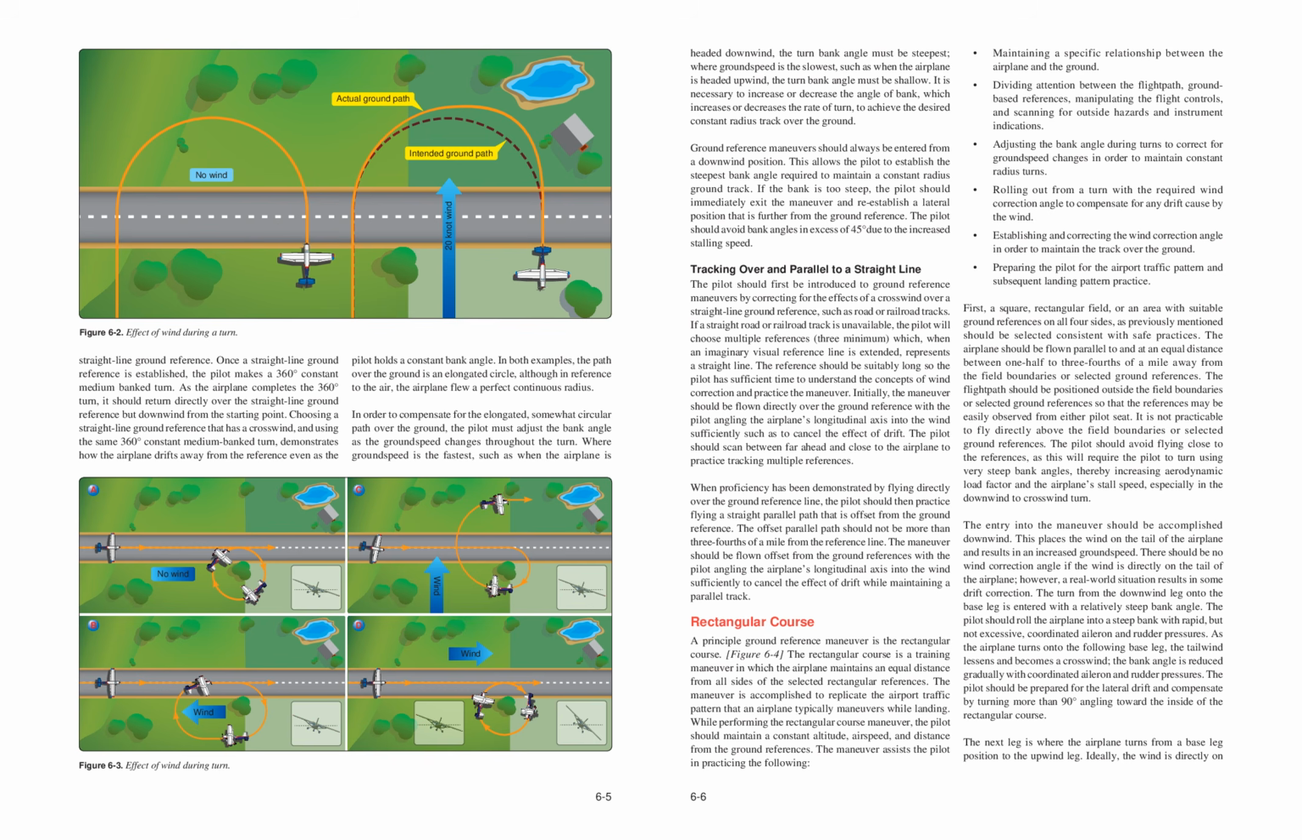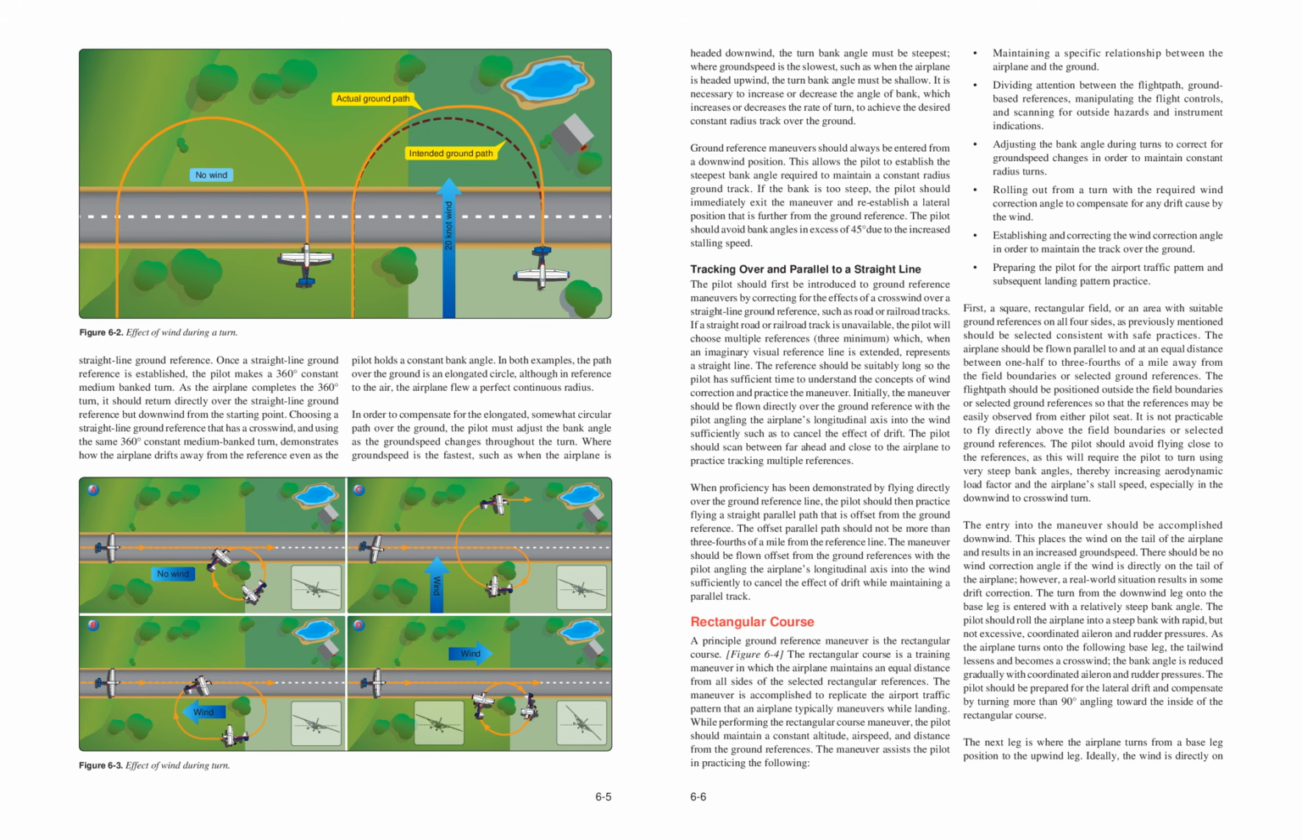It is necessary to increase or decrease the angle of bank, which increases or decreases the rate of turn, to achieve the desired constant radius track over the ground. Ground reference maneuvers should always be entered from a downwind position. This allows the pilot to establish the steepest bank angle required to maintain a constant radius ground track. If the bank is too steep, the pilot should immediately exit the maneuver and re-establish a lateral position that is further from the ground reference. The pilot should avoid bank angles in excess of 45 degrees due to the increased stalling speed.